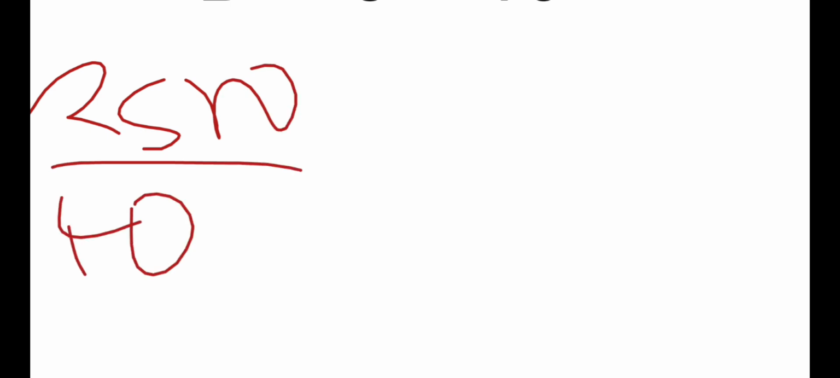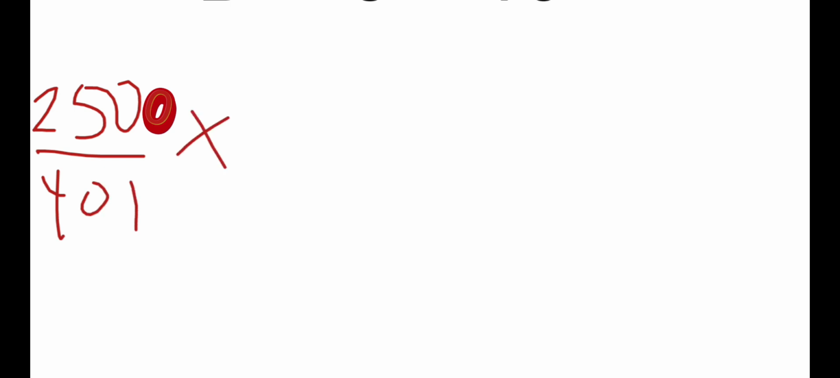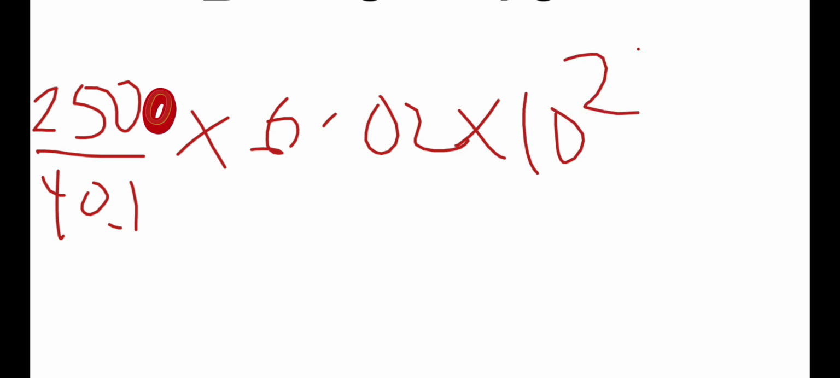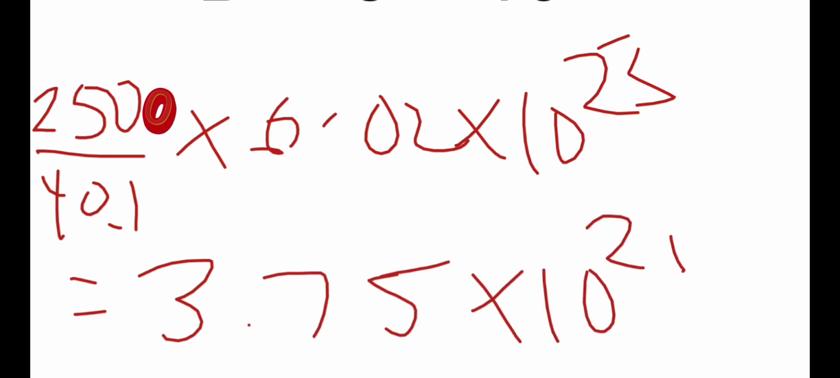So if I have 250, let's assume I take 40.1, just an estimate, for calcium, and I multiply by 6.02. Okay, so it's 250 divided by 40.1 times 6.02 times 10 to the power of 23. That will give me an answer of about 3.75 times 10 to the power of 25.